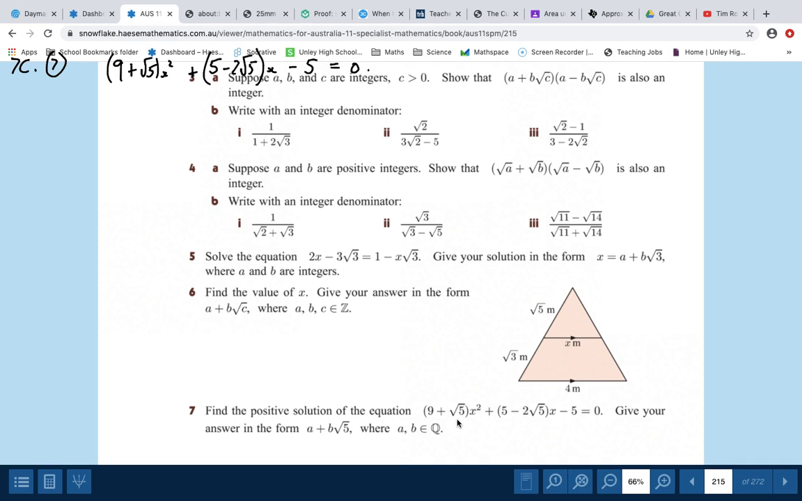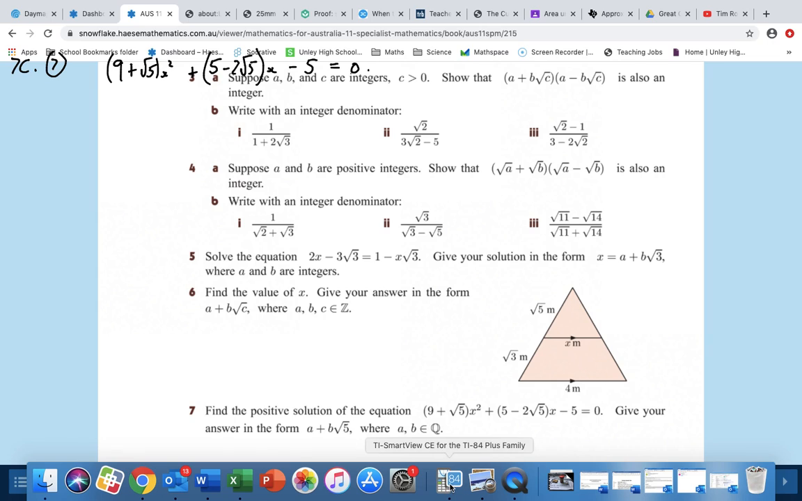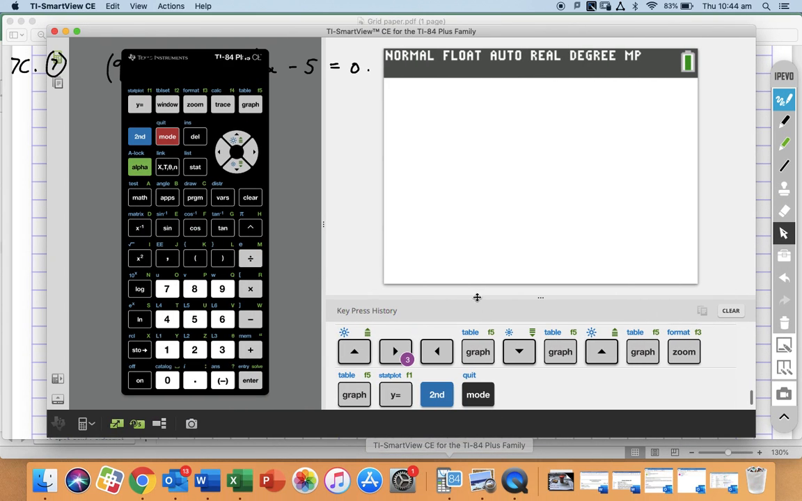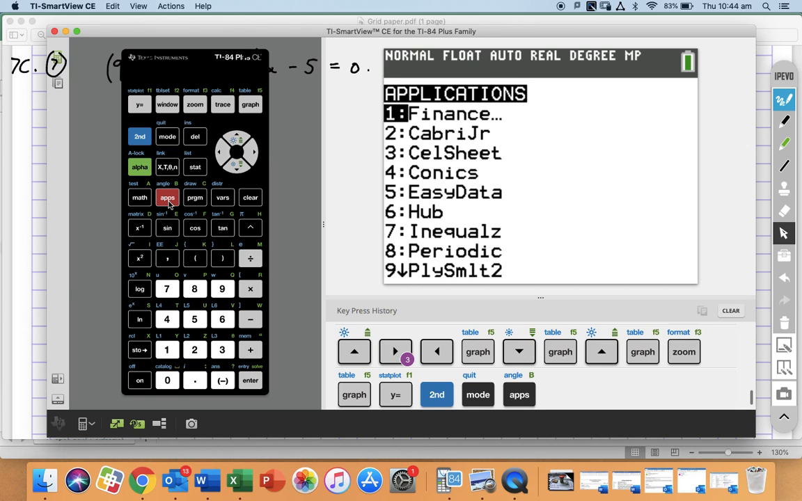I think this is maybe as good a time as any to show you that you can solve polynomial equations in your calculator, and I'm not sure if you're aware of this, being year 11s. But let me show you. Unfortunately, the calculator often will not give you the answer as a fraction, which is quite annoying. It will make it a decimal. But if you press apps, go down to number 9. So it's a polynomial solver and a simultaneous equation solver.